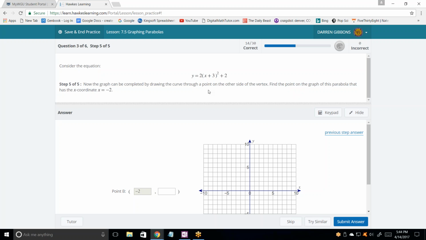Okay, now what do we got if x is minus 2? So 1 squared is 1. Okay. 2 times 1 is 2, plus 2 is 4. All right. You're going to love math by the time you're done with this.